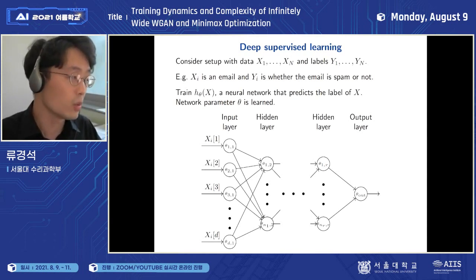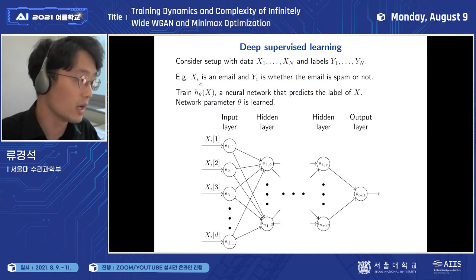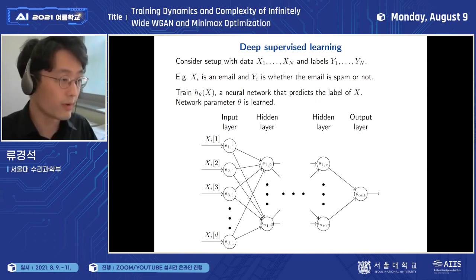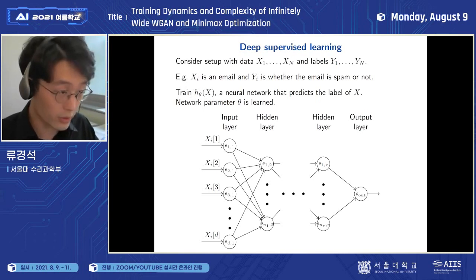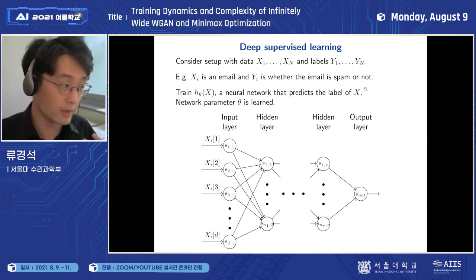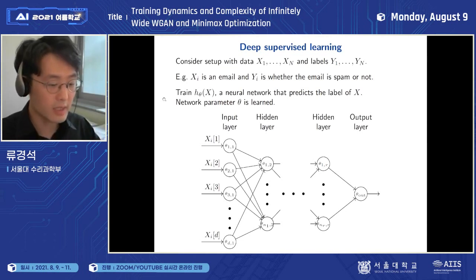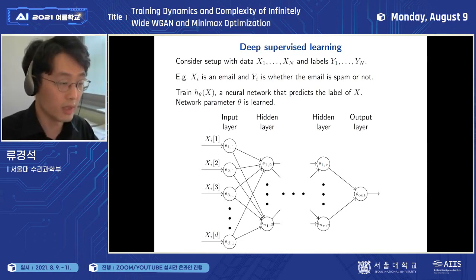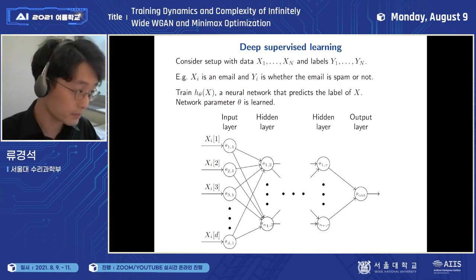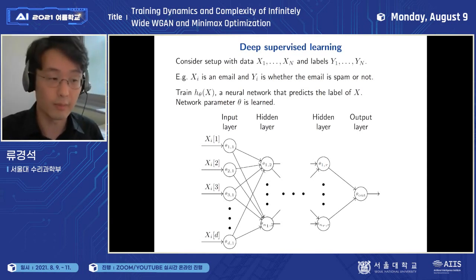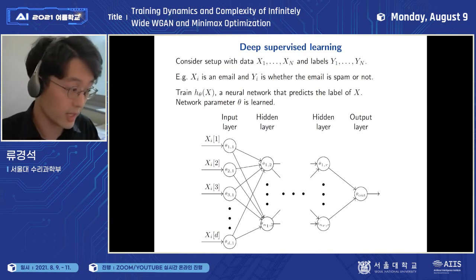In deep supervised learning, one trains a neural network H, and the neural network H is parameterized by theta. The purpose of this network is to provide predictions of the label of the data point X. So in this example, we want the network to be able to take in as input new emails and determine whether those emails are spam or not. The network parameter theta is learned through training. It's learned by the network looking at the training data.